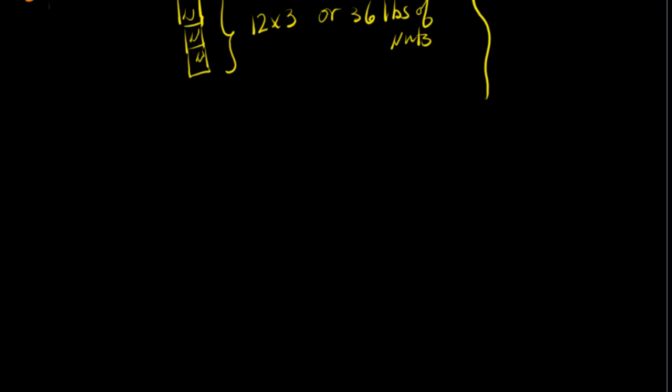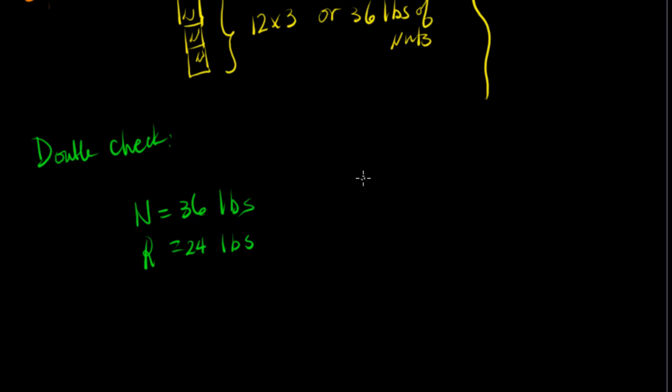So let's pick a little green color and do the double check over here. We found that nuts are 36 pounds, and our raisins are 24 pounds. First, we're going to check the ratio. R over N is equal to 24 pounds over 36 pounds. If we simplify, the greatest common factor is 12. I divide the top by 12, I have 2. I divide the bottom by 12, I have 3. So the ratio checks out.